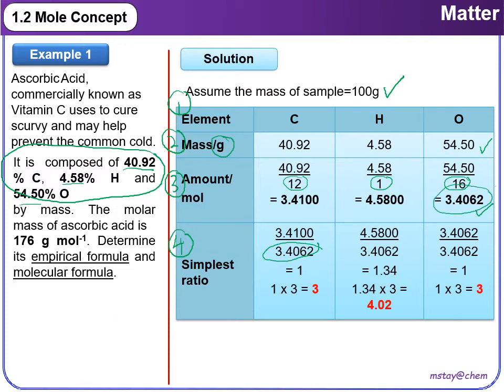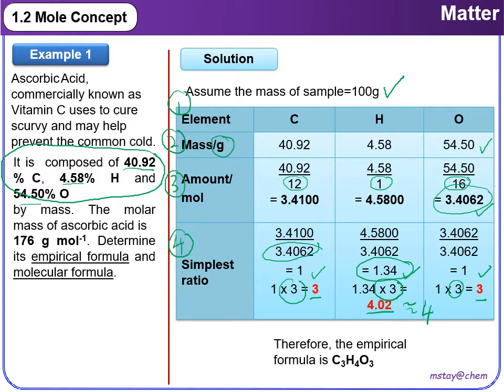Then you will notice you get 1, 1.34 and 1. This 1.34 we cannot round off to become 1. We have to multiply with a whole number. In this case we multiply with 3. So the other two, carbon and oxygen, we also multiply with 3. Then you will get 3, 4.02 and 3. At this moment, we can round off 4.02 to 4. So the empirical formula is C3H4O3.